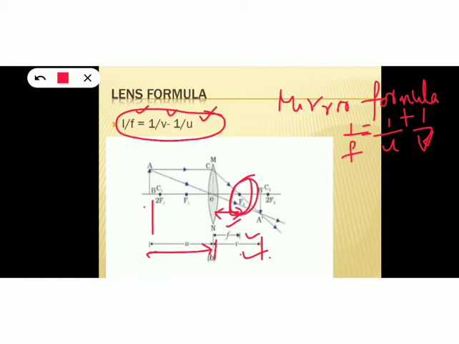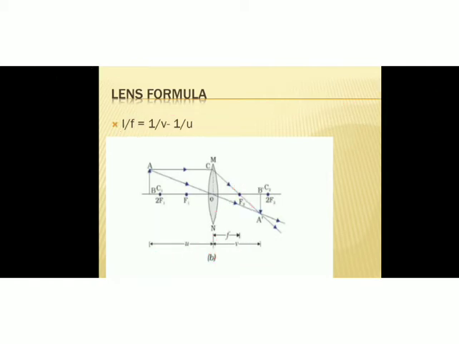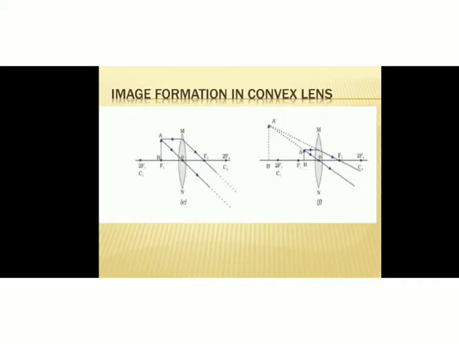1 by F is equal to 1 by V minus 1 by U. Then here, this is the image formation in convex lens. We had discussed about these ray diagrams in our previous session. Here, what will be U? We can just mark U. What is U? U is the distance between object and the optical center. So this is optical center, this is object, and this distance will be U. U is negative.